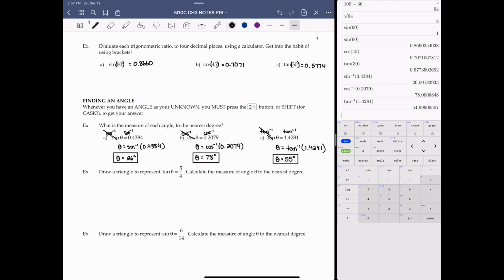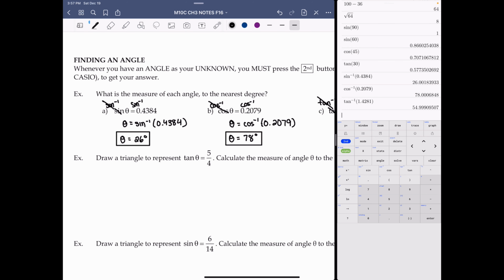Example, draw a triangle to represent tan theta equals 5/4. Calculate the measure of angle theta to the nearest degree. From our formula sheet or from SOHCAHTOA, we get that tan theta equals the opposite side over the adjacent side. In this question, that's equal to 5/4. So the opposite side is 5, the adjacent side is 4.